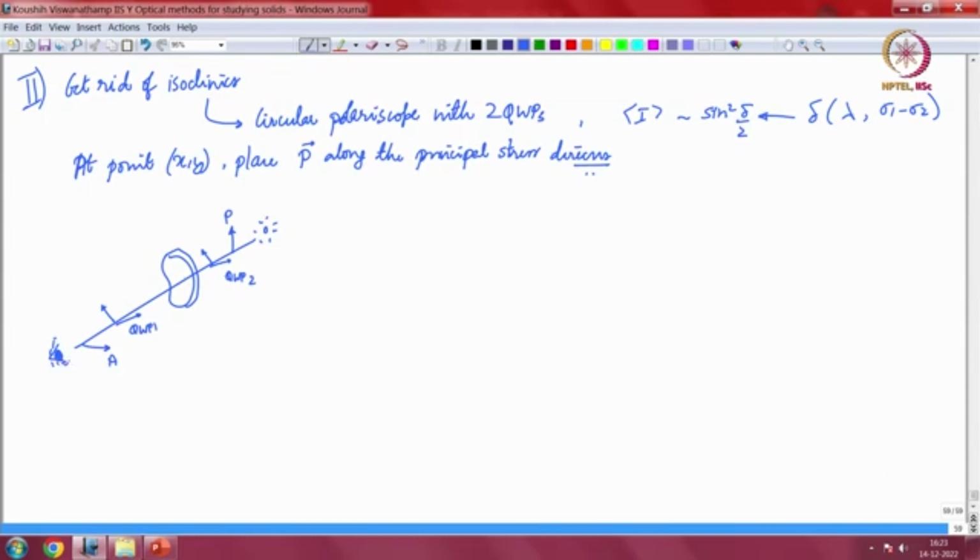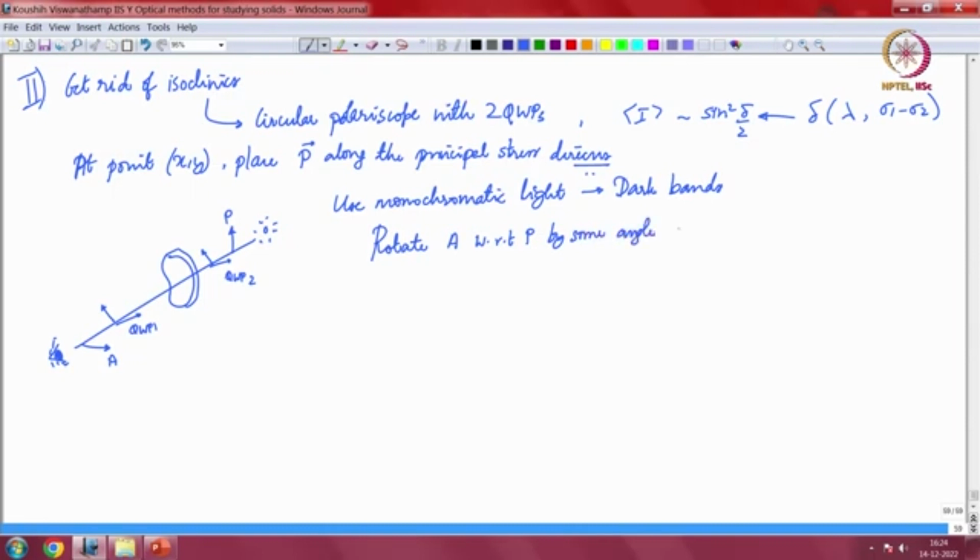Now you will still see the isochromatics, you will see the fringes, but if you now use monochromatic light, you will get dark bands. So instead of white light, now you use monochromatic light, you will get dark bands. That is what isochromatics are for a single lambda. So now you rotate A with respect to P by some angle, we will call this beta.